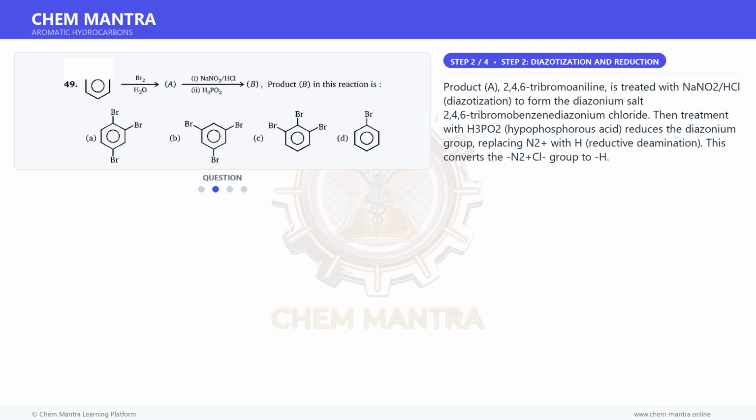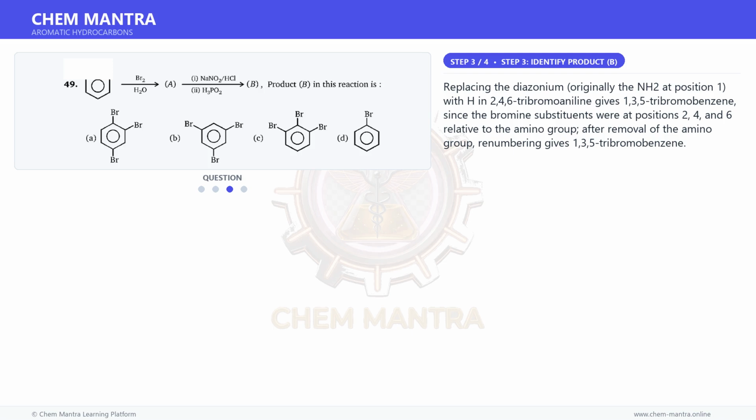Product A, 2,4,6-tribromoaniline, is treated with NaNO2/HCl, diazotization, to form the diazonium salt, 2,4,6-tribromobenzenediazonium chloride. Then treatment with H3PO2, hypophosphorous acid, reduces the diazonium group, replacing N2+ with H, reductive deamination. This converts the N2+Cl- group to H.